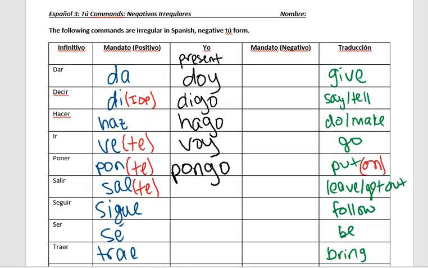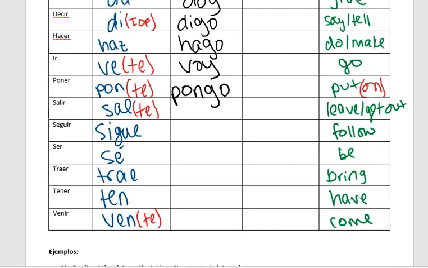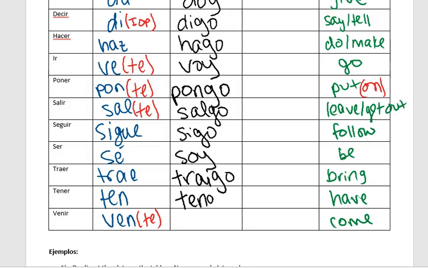I put, pongo, like the dog in Dalmatians. I leave or I get out is salgo. I follow is sigo. I am, soy. I bring, traigo. I have, tengo. And I come, vengo. Right?